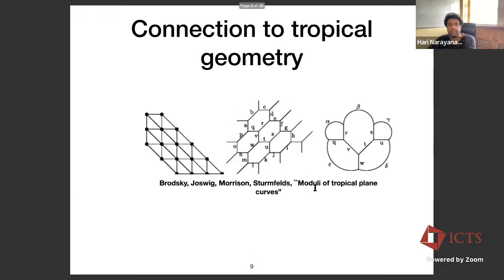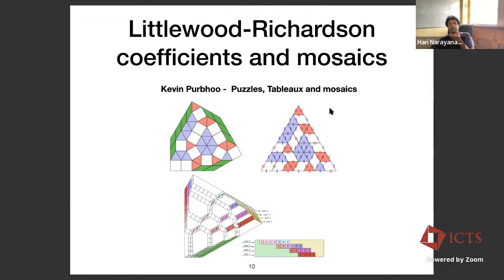And there is also work of Brodsky, Josvig, Morrison, Stonefels, which is in the context of tropical curves in which these honeycombs make an appearance. This is something I know very little about. I just wanted to show it because these honeycombs do have rich connections to tropical geometry, and wanted to highlight that fact. Let me go back to Littlewood-Richardson coefficients and their connections to other tiling questions.